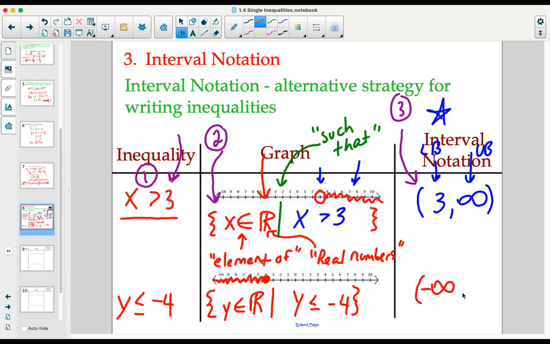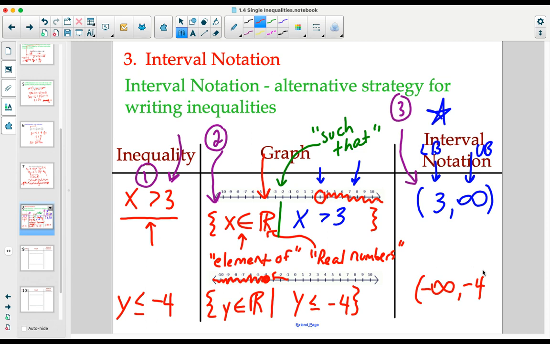Our upper bound, our highest place, is -4. Now we need a way to demonstrate that -4 is actually included in the solution space. See how I've filled in the circle? We have the equal to. We didn't have that up here. We need a way to show that -4 is in that space.